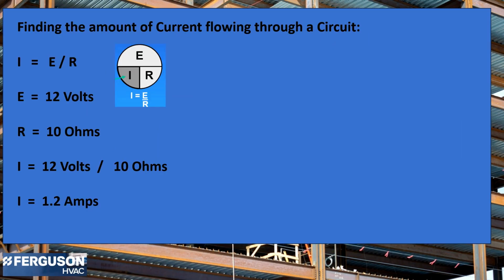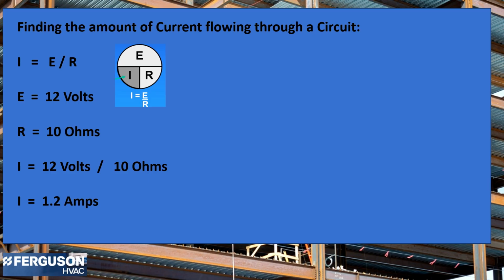So in this example, we want to find the amount of current flowing through the circuit. We want to find I, or our amp draw. We know voltage and we know resistance. Voltage is 12 volts, resistance is 10 ohms. So we divide 12 volts by 10 ohms, and it gives us an amp draw, or current flowing through the circuit, of 1.2 amps.